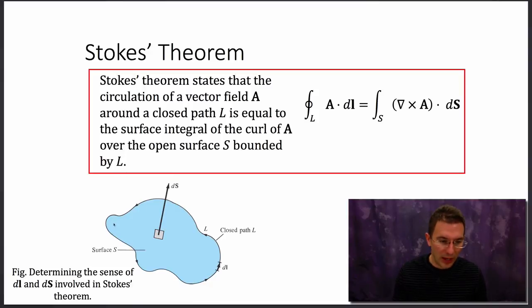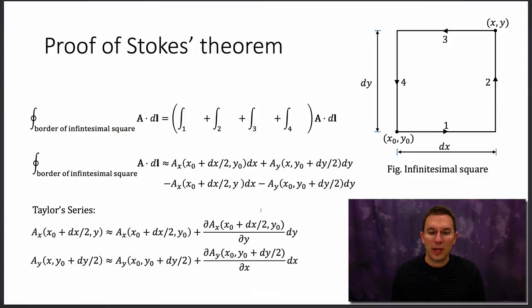And what the Stokes theorem is saying is that, remarkably enough, whatever the integral of A dot dl is all the way around this path is somehow related to the curl of the vector integrated over the surface bounded by that path. Let's see how that works.